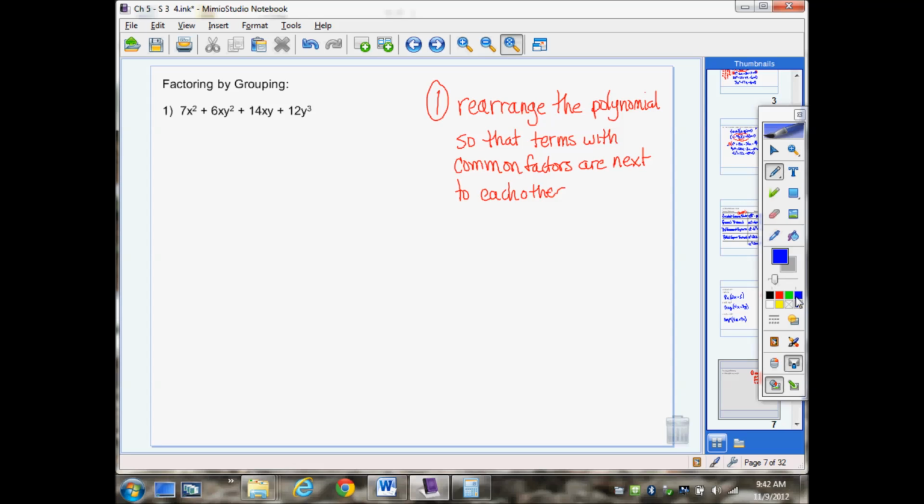So if I look at this, I have 7x squared, I have 6xy squared, I have 14xy, and I have 12y to the third. 7 and 6 don't really have anything in common. But 7 and 14 do. So I'm going to put those two together. So I'm going to put 7x squared plus 14xy. And then 6 and 12 also have something in common. So 6xy squared plus 12y to the third. So now I've put numbers together that have common factors.